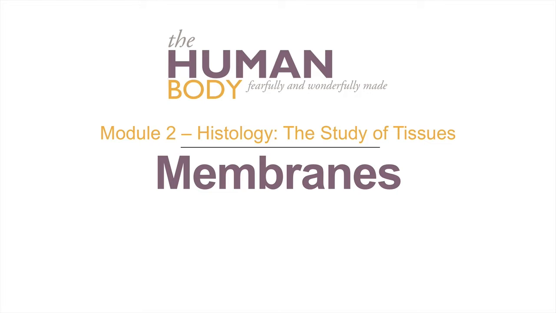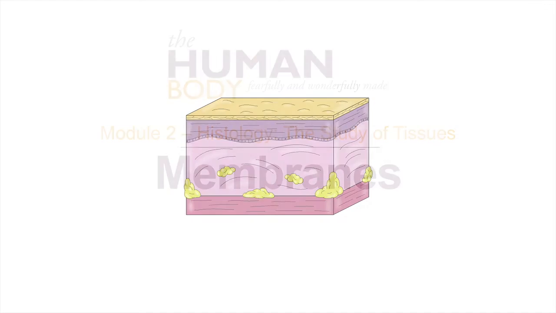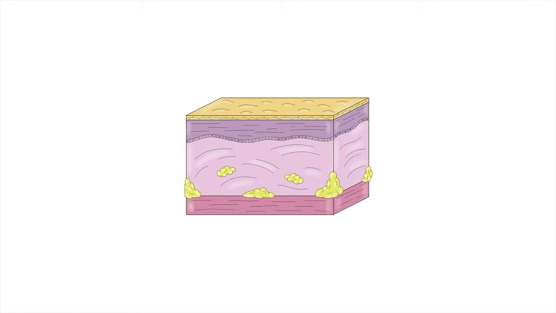Module 2, Membranes. Now that we have gone over epithelial tissue and connective tissue, we can begin to learn about membranes. Membranes are made up of both of these tissue types. For example, your skin is called the cutaneous membrane.